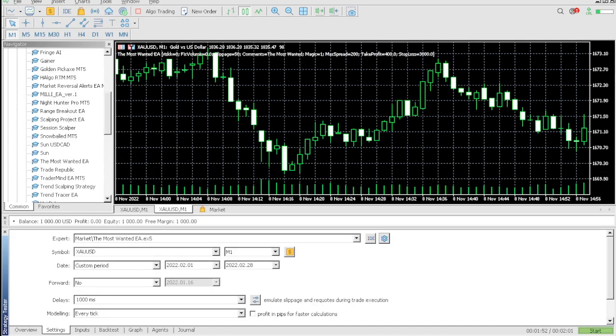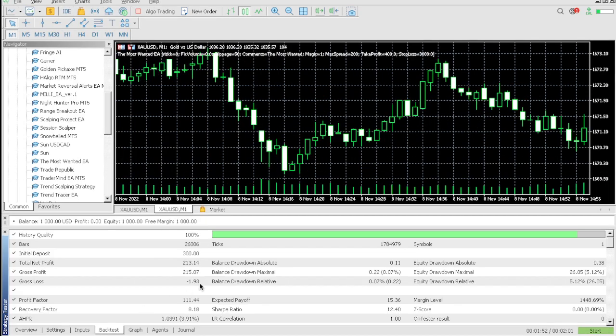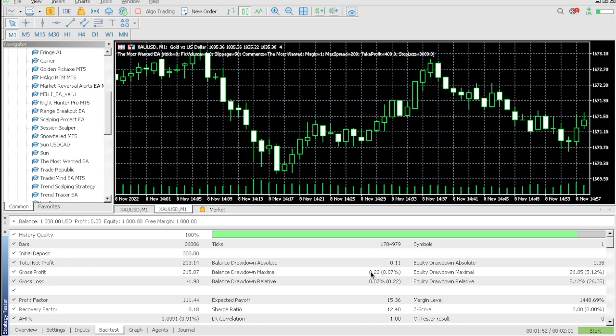See, that drawdown is what really gets me excited. Look at that. We only lost $1.30. Look, we only lost $1.93. That is crazy. To be honest, this is very, very crazy. This is beyond bizarre, man. Look how low the drawdown is. And that's the reason why I feel like this EA is very, very good. And it's great for the price once you trade gold.